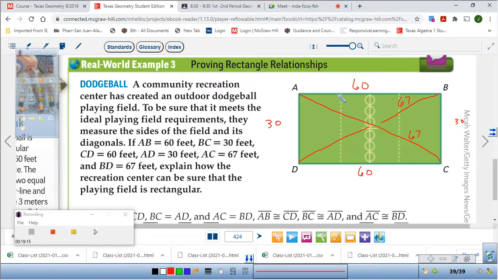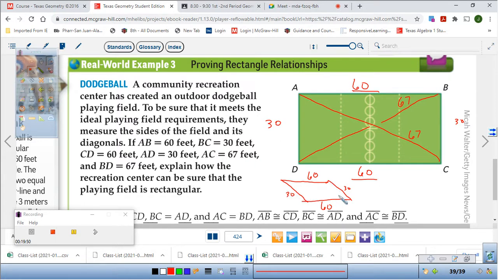Which of these things makes it a rectangle? What makes it a rectangle, guys? So yes, I see this and I see that. We could have it like this: 60 feet here and 60 feet here. Do you agree? We could have it 30 feet here and 30 feet here. That's still 60, right? And 60, 30, and 30.